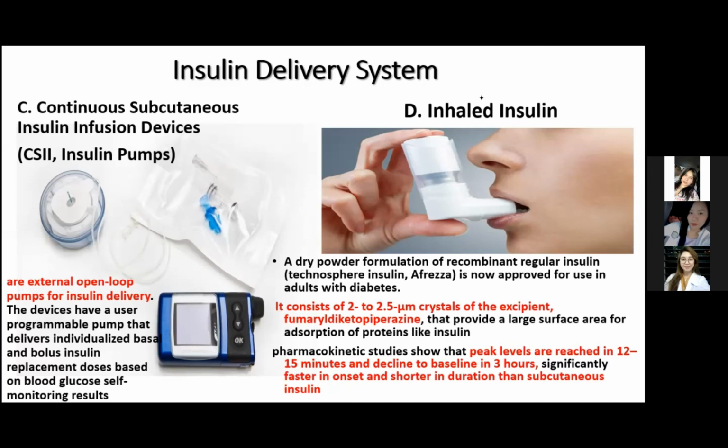Inhaled insulin is a dry powder formulation of recombinant regular insulin. Technosphere insulin, Afrezza, is now approved for use in adults with diabetes. It consists of 2 to 2.5 micrometer crystals of the excipient fumaryl diketopiperazine, with a large surface area for absorption of proteins like insulin. Pharmacokinetic studies show that peak levels are reached in 12 to 15 minutes and decline to baseline in 3 hours, significantly faster in onset and shorter in duration than subcutaneous insulin.